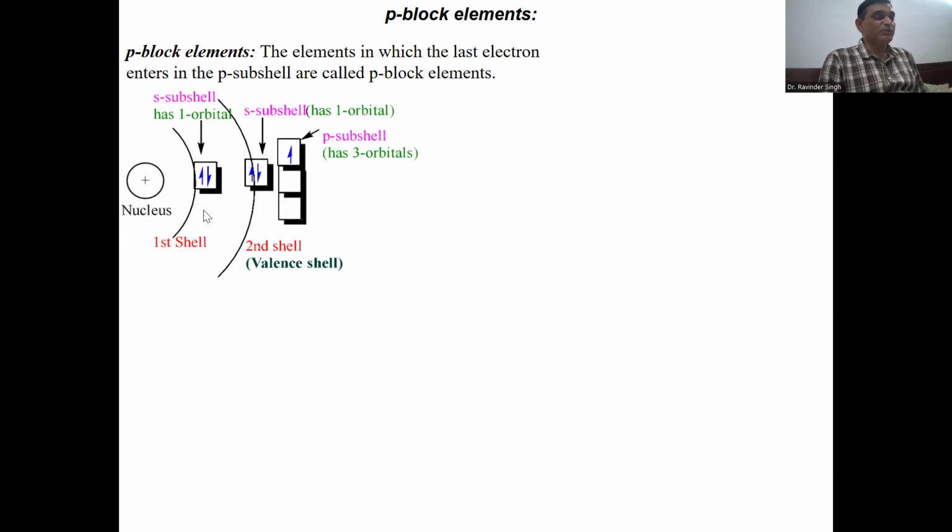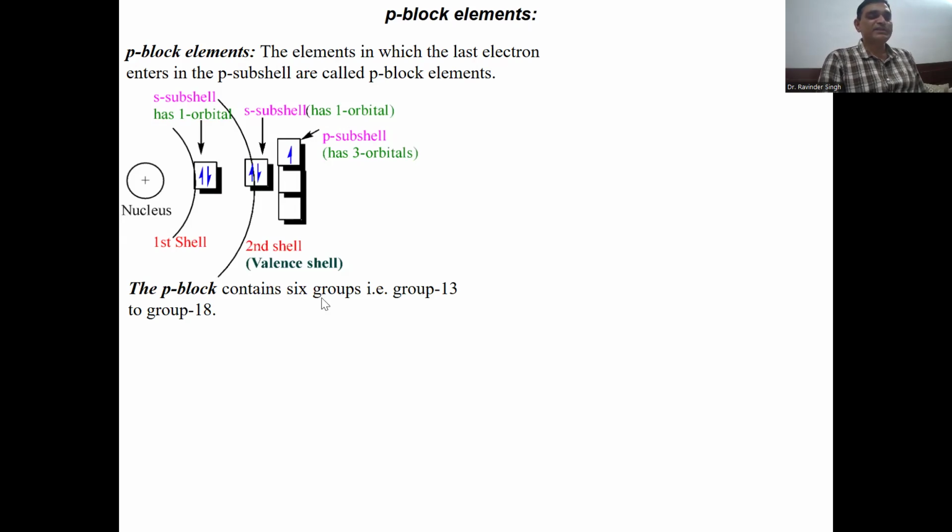In case of boron, you can see the last electron enters into the p subshell. So all the elements in which the last electron enters into the p subshell are called the p block elements. So that is the definition of p block elements. Whenever that particular statement comes in your examination, you must draw that particular diagram along with the definition.